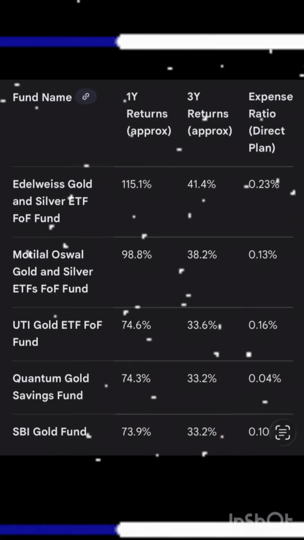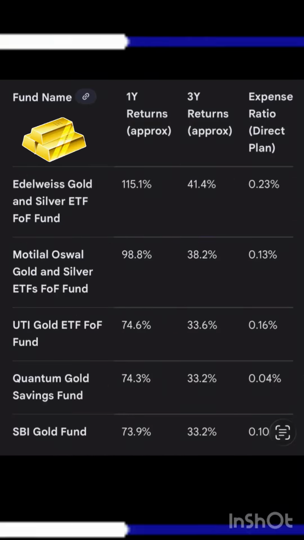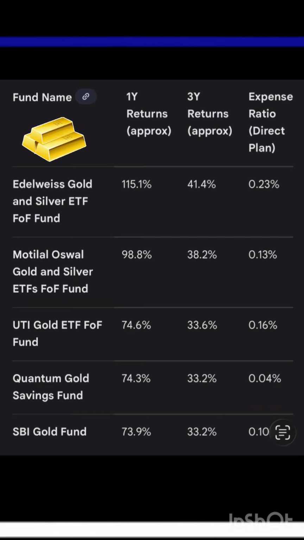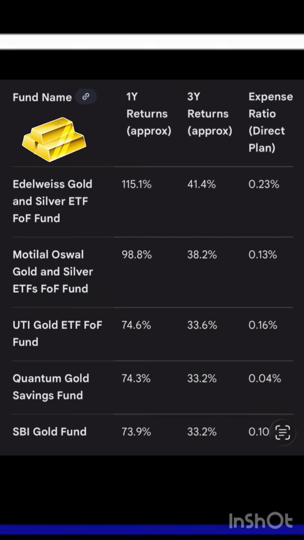Today we'll be discussing whether gold ETF FOF is better, or whether you should invest in physical gold. A very big question, right? So first of all, let's go to this slide.